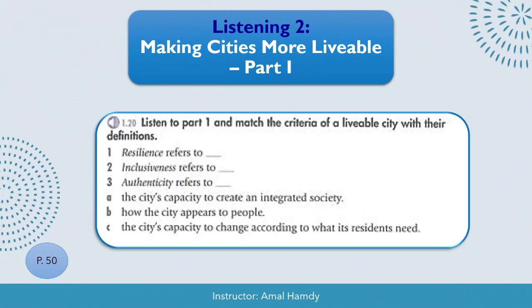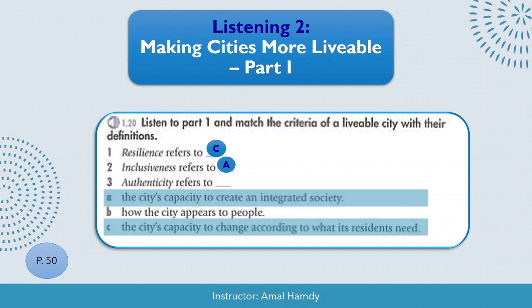Okay, so now that you have listened to the track, we can match each word with its meaning. Number one, we have resilience, and here resilience refers to C, the city's capacity to change according to what its residents need. Then inclusiveness refers to A, the city's capacity to create an integrated society. Lastly, authenticity refers to B, how the city appears to people.